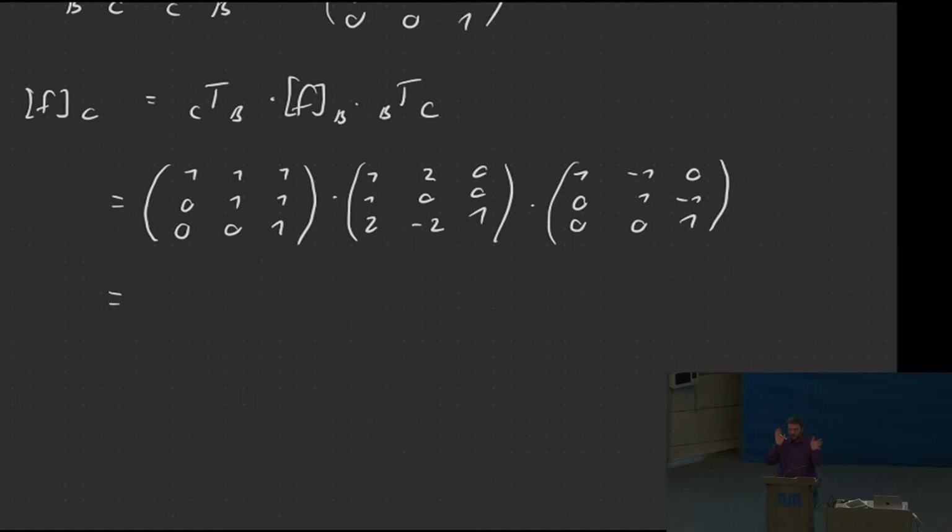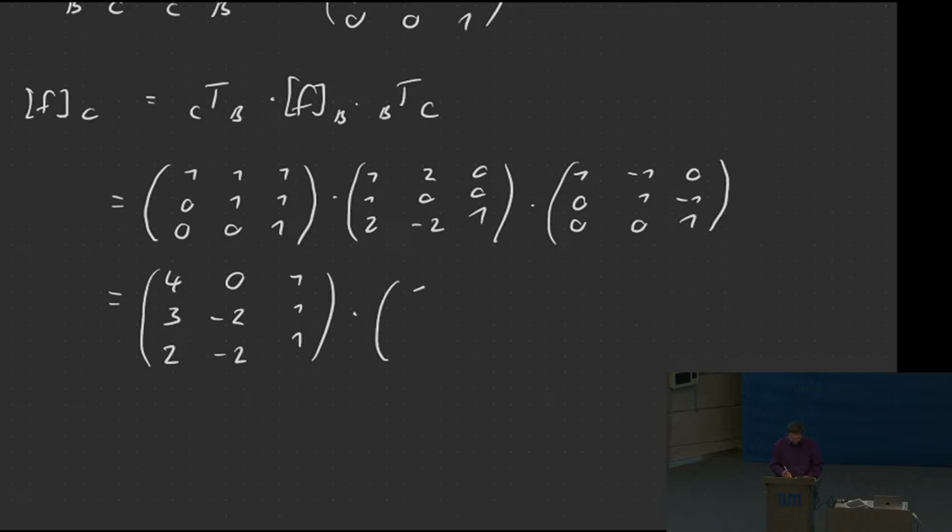It doesn't matter which you start with. The order, of course, matters, but which pair you do first does not matter. So let's just do the first pair first. That's 1 plus 1 is 2 plus 2, that's 4. Then we get 1 plus 2, that's a 3, and a 2. For the second column, we get 0, minus 2, minus 2, and for the third column, we get 1, 1, 1.